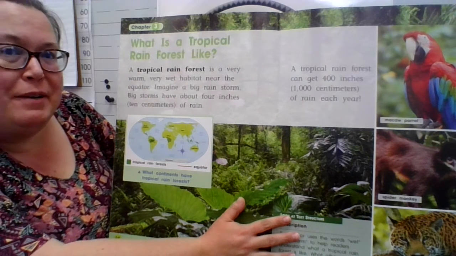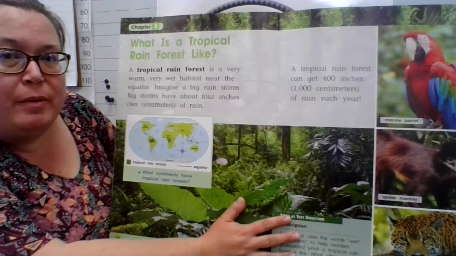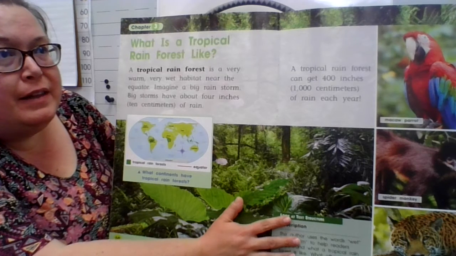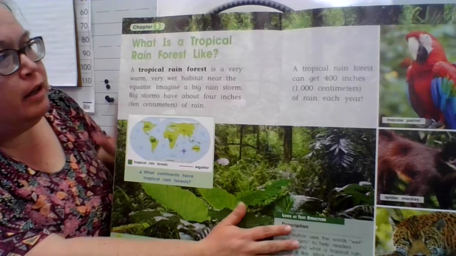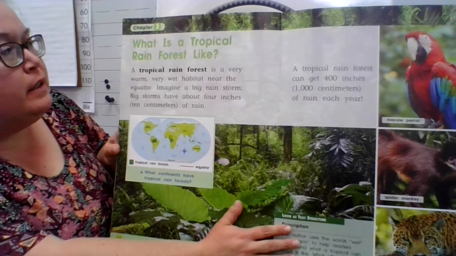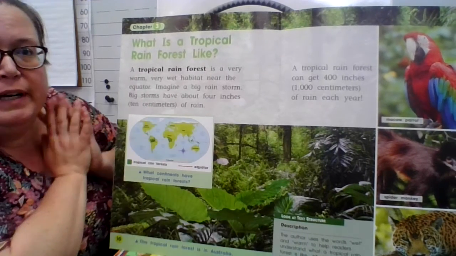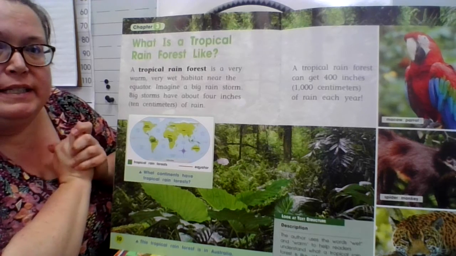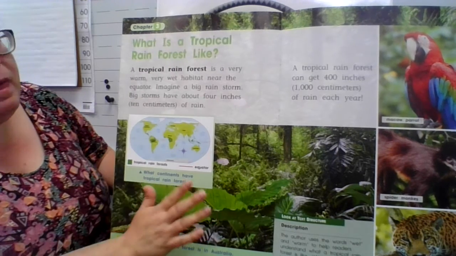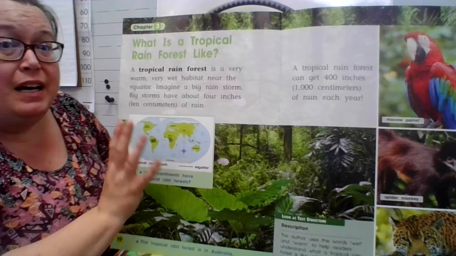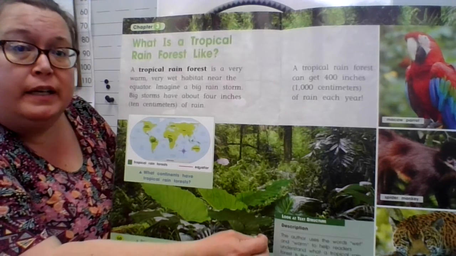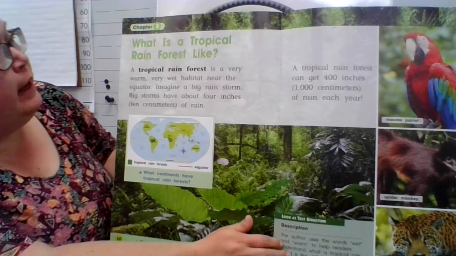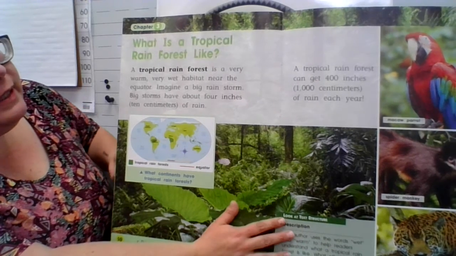Hi friends, today we're going to learn about tropical rainforests. This chapter in the Habitat book is all about tropical rainforests. We're going to read this chapter and figure out what the main idea and details are. Okay? Remember, the main idea is what the big idea is, what it's all about. And then the details help support or explain that main idea. Okay? I'll read it out loud for us.